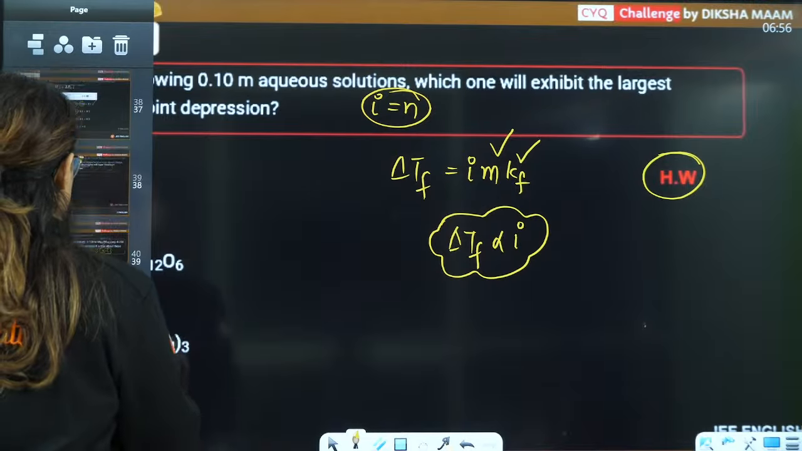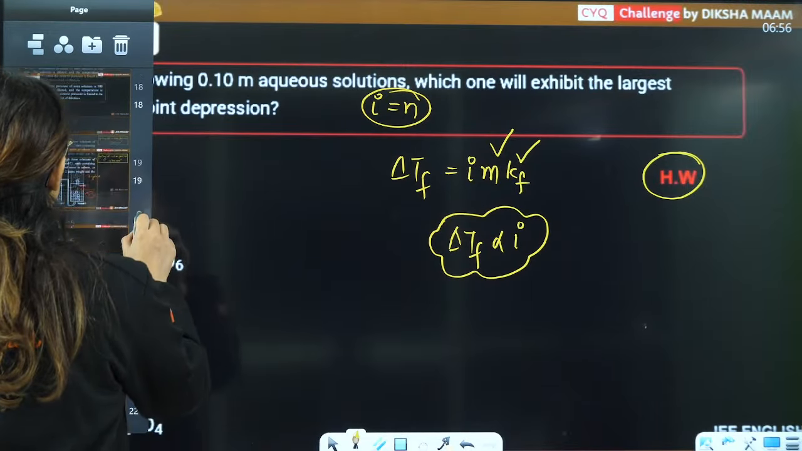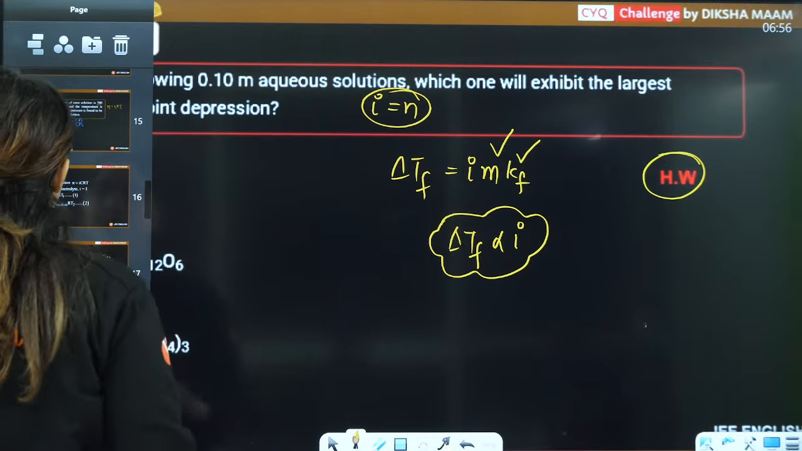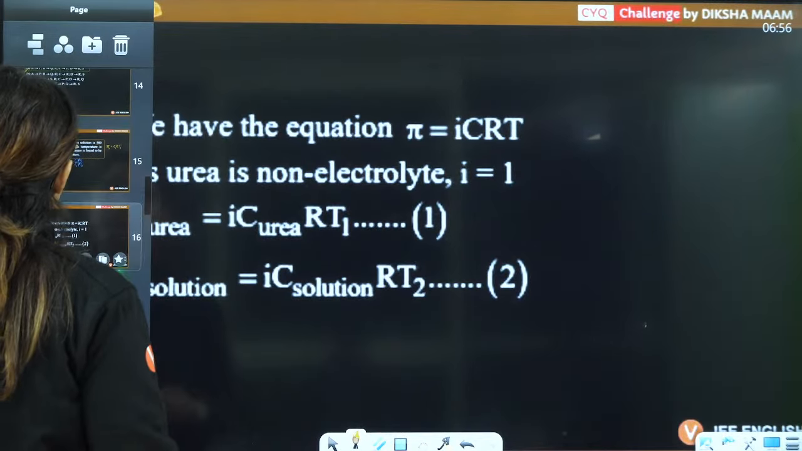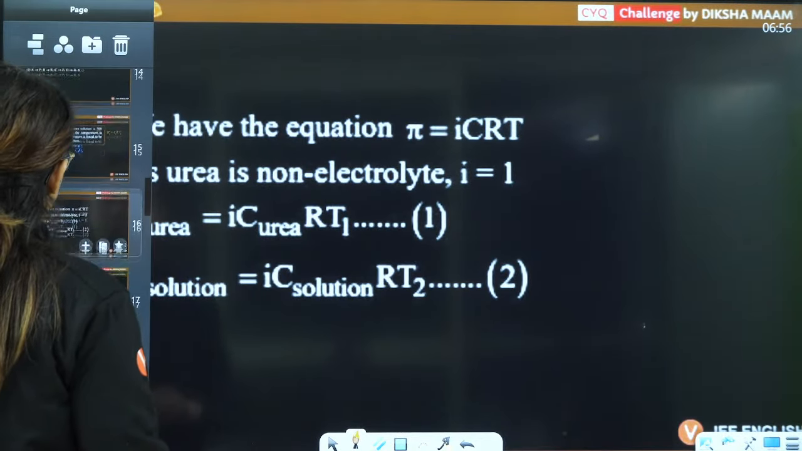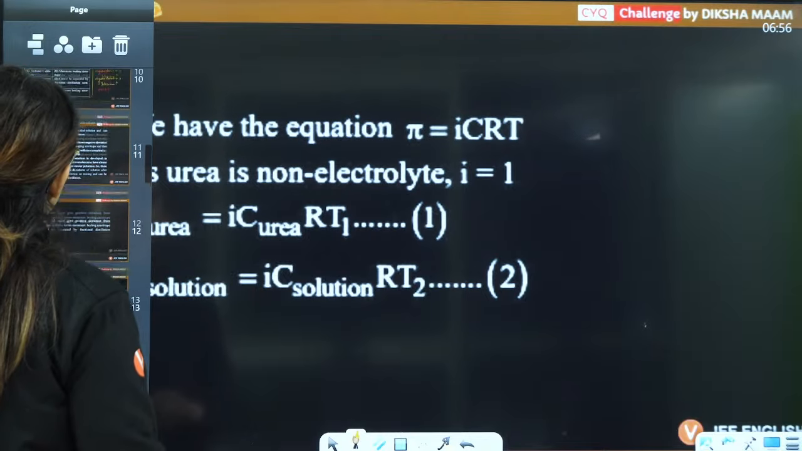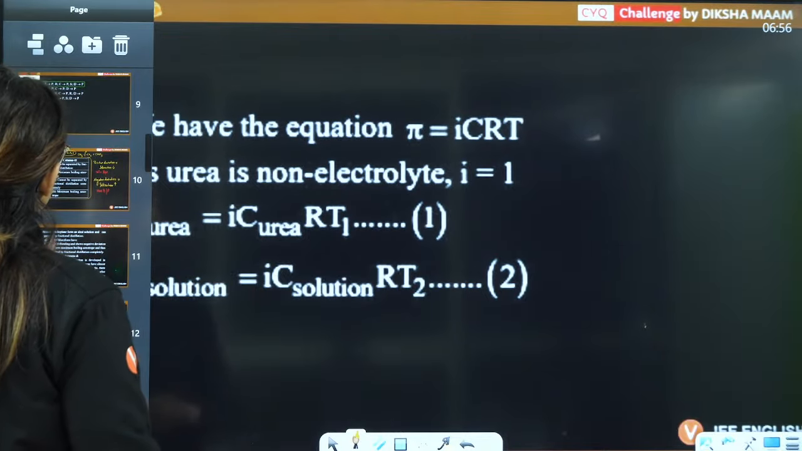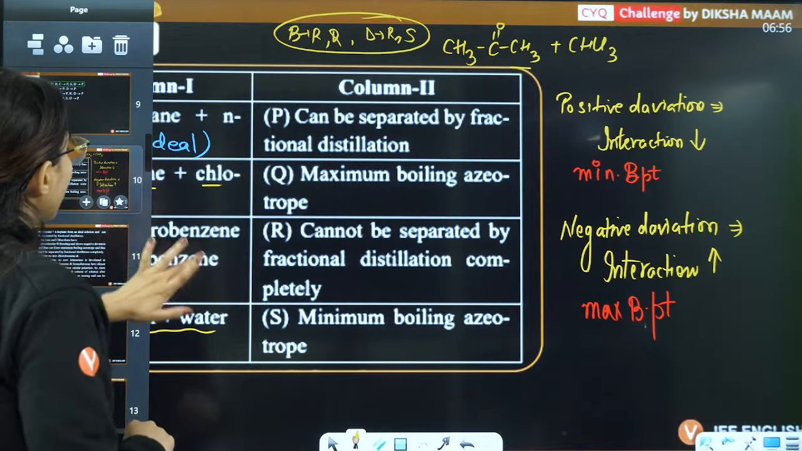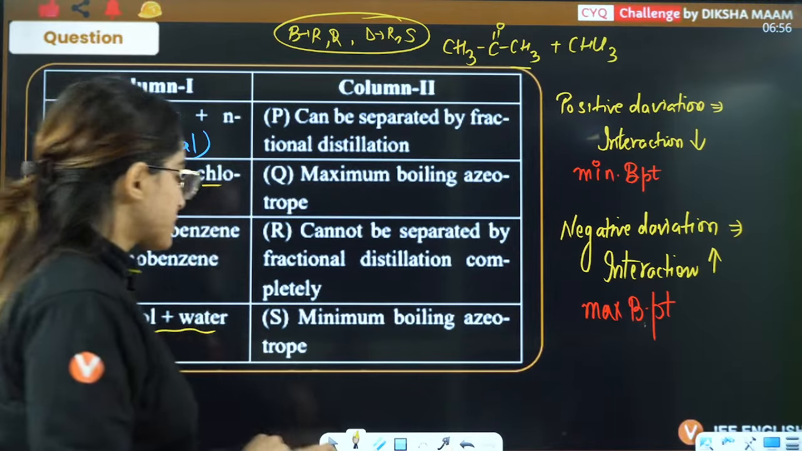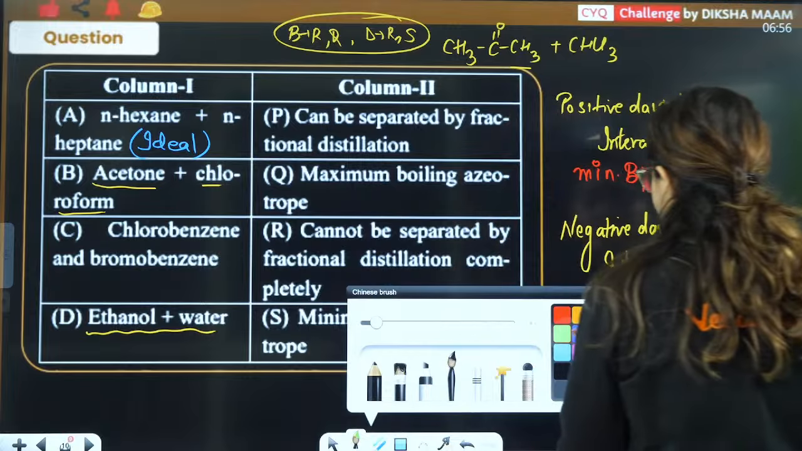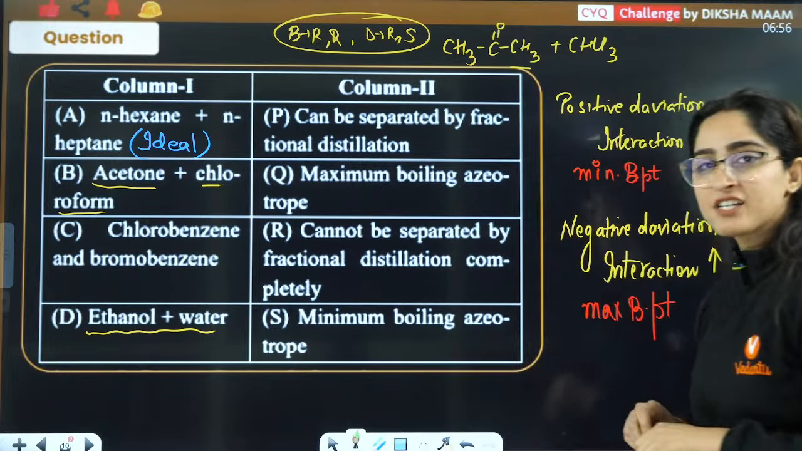And one question that one of you were asking here, let me see this over here. One question that one of you were asking, wait a minute. Ma'am, why can't non-ideal solutions be separated by fractional distillation?